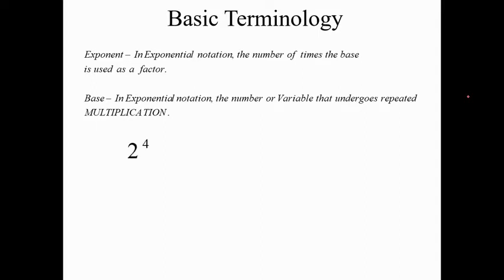2 to the 4th. What is the 2? That's right, the 2 is the base. What is the 4? That's right, it is the exponent. So what this means is that we take 2 and we multiply it by itself 4 times for 16.